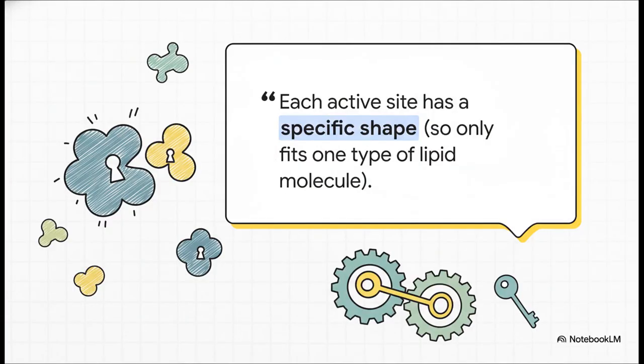So, what's the crucial point for the next part? It's all about one word: specificity. Why does this lipase only work on lipids? Well, the mark scheme spells it out for us. Each active site has a specific shape. It's so unique that it only fits one type of substrate, just like a key only fits one lock.